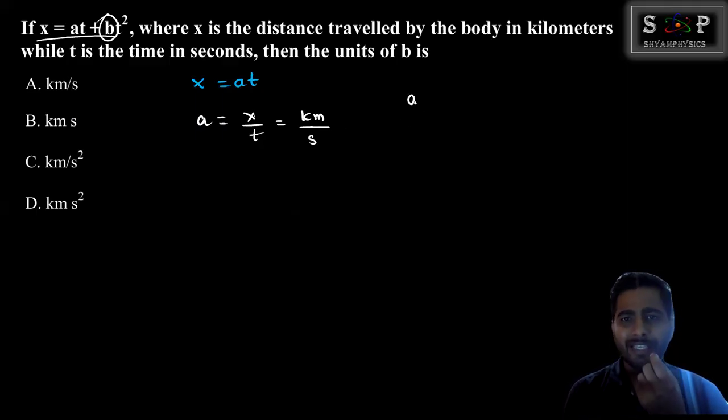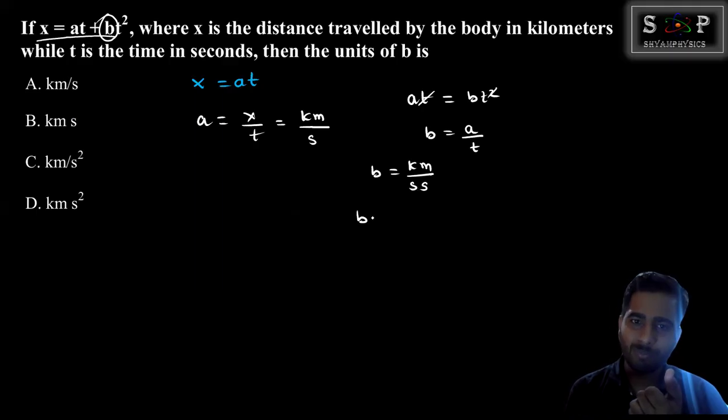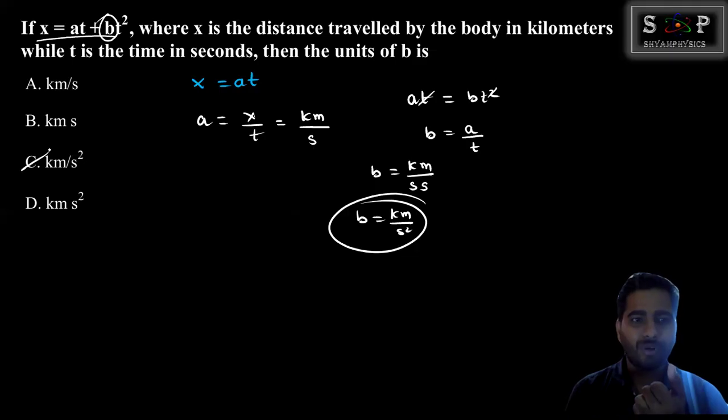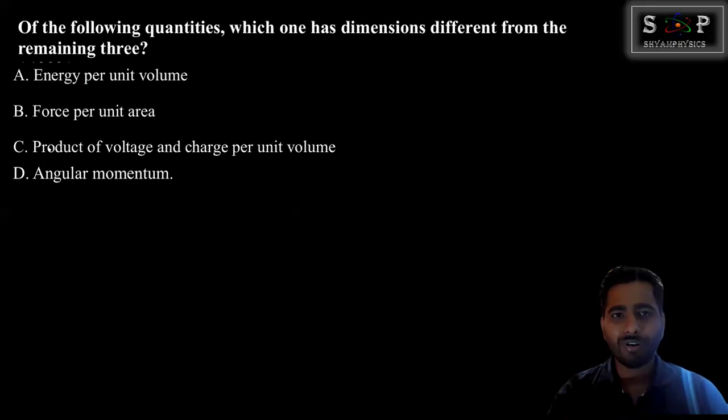Do one thing, at dimensionally should be equal to bt square, so t cancels, b is equal to a by t. Whatever answer you received here is in kilometer per second. For time, one more second, so b will be equal to kilometer per second square, so option C, correct. Next, which of the following quantities has a dimension different from the remaining three?